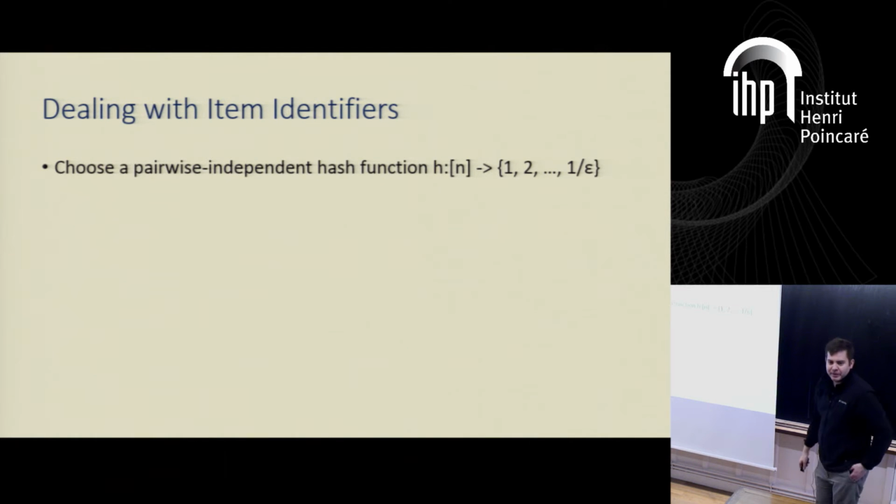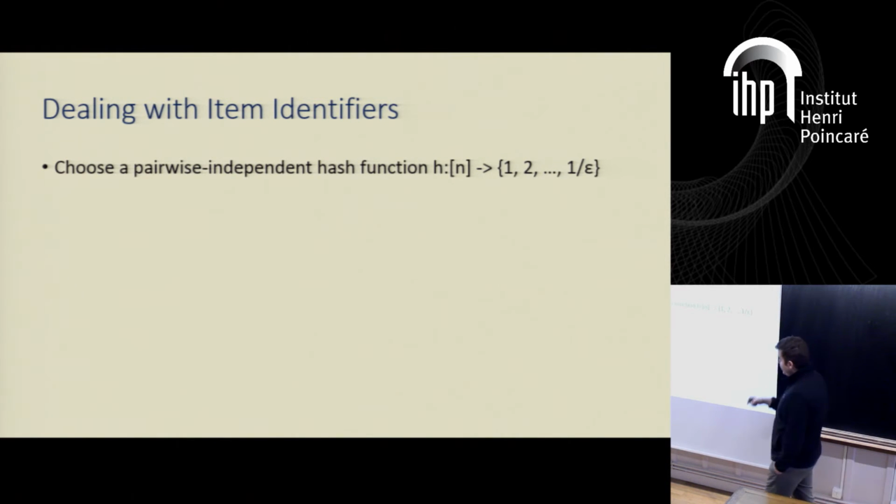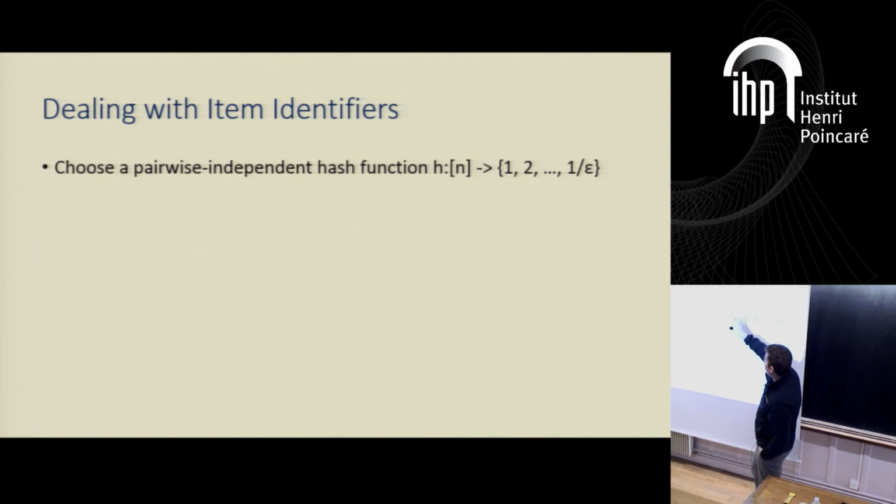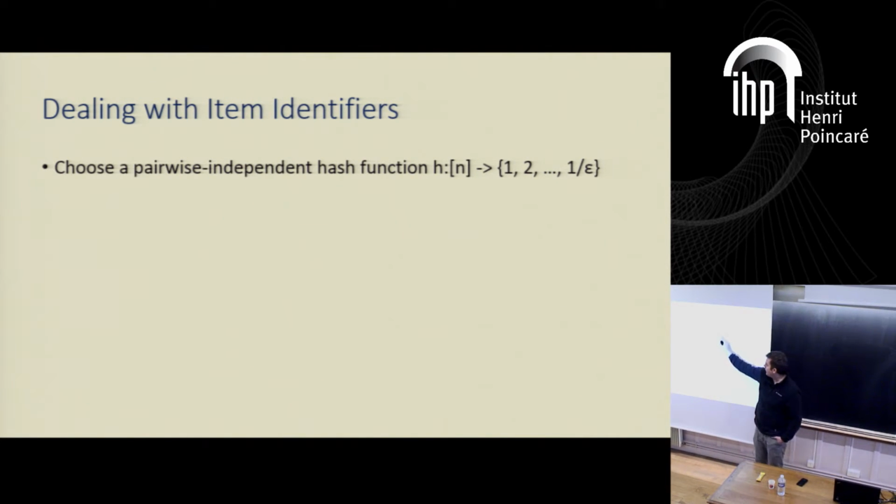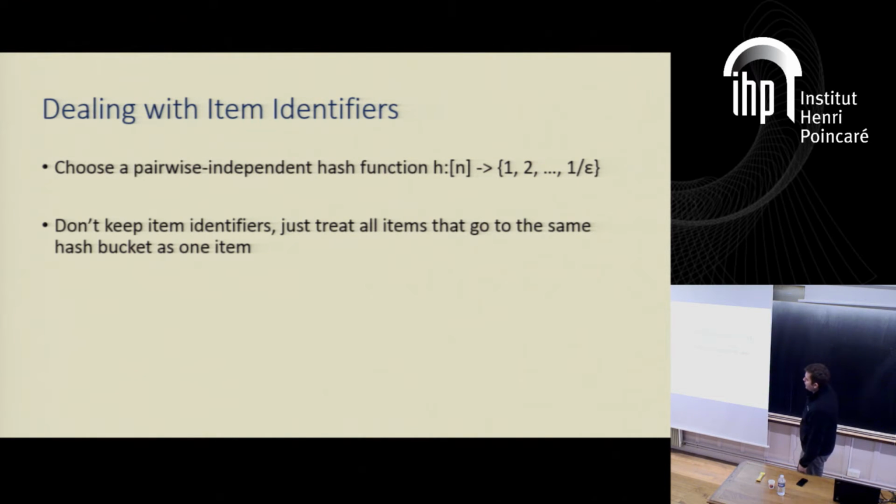So dealing with item identifiers is easier. What we do here is choose a pairwise independent hash function h from the set of all items to a universe of size 1 over epsilon items. And we're going to forget about item identifiers. For each item, we hash it to one of these 1 over epsilon values, and we treat all the items that go to a single hash value as being one meta item. I just add all the updates for the same hash value. So this actually removes item identifiers.